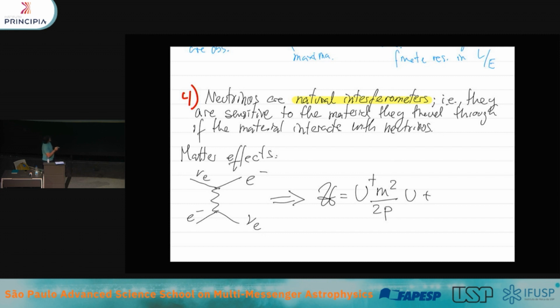And so your Hamiltonian in vacuum is given by this. It looks a little more complicated because I'm writing this in flavor space. So this is in mass space, and this is just converting to flavor. And then there is an energy term that's going to be proportional to these interactions. So this is going to be something that is a potential. This is a potential that is sourced by the medium.